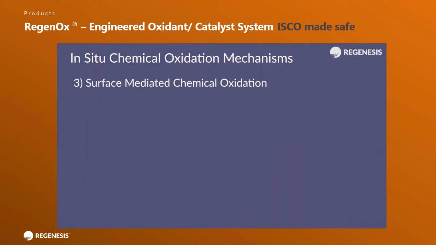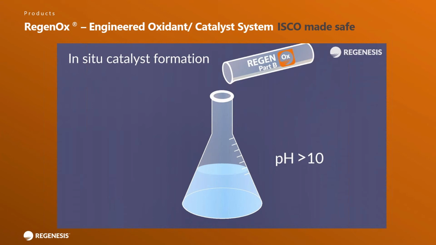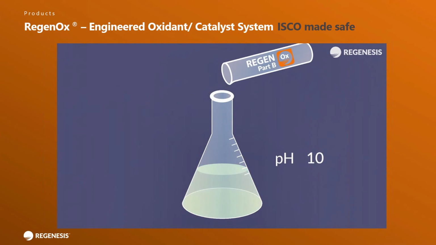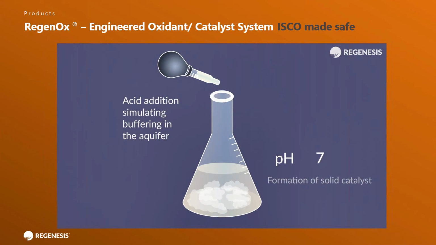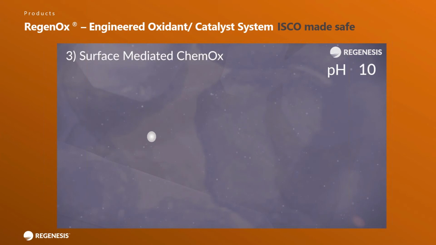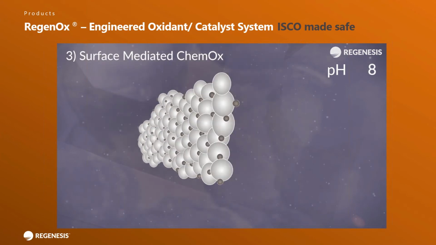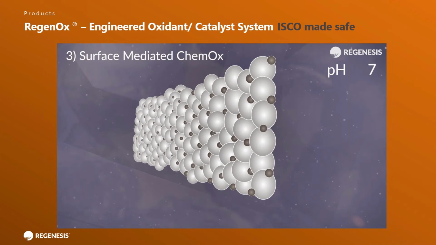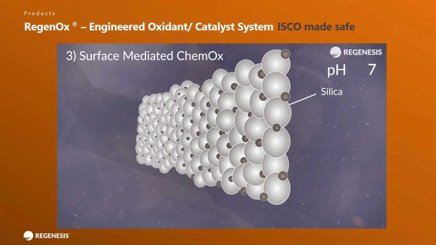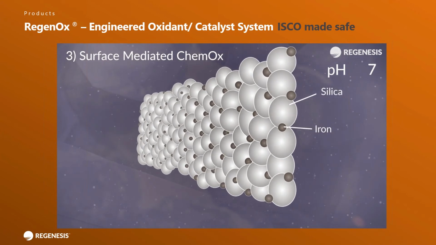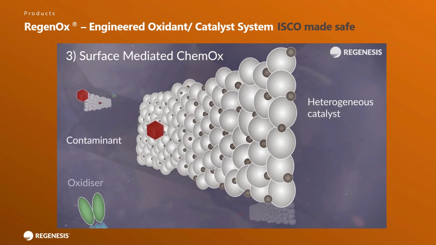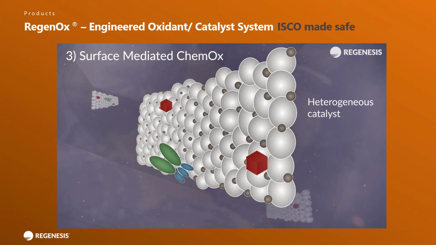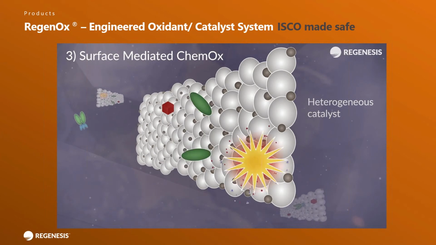And then the third final one is with Regenox. So this is the part B, this is the iron silicate catalyst. This is important because the part A is initially activated through base activation, but that pH is very quickly buffered out in the soil. As that pH starts to drop, this iron silicate catalyst will be formed and will act as a surface where the oxidant and the remaining oxidants and contaminants make contact with each other to yield better treatment efficiency. So those are your three mechanisms there.